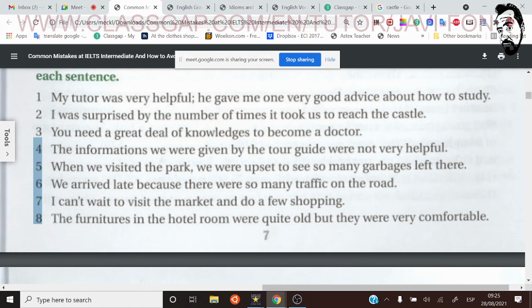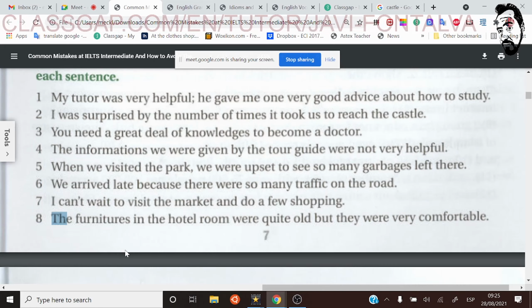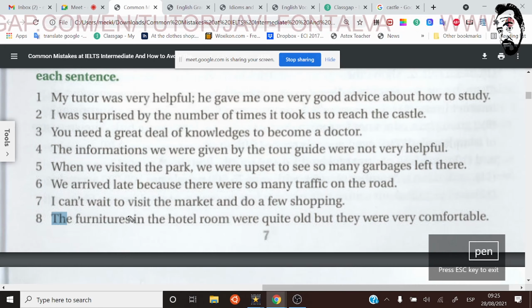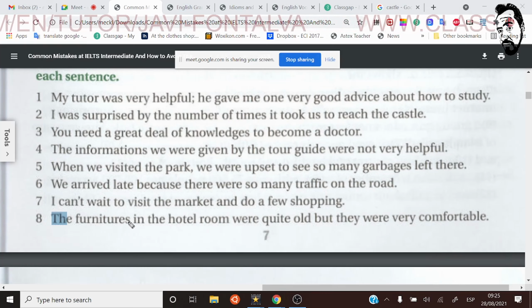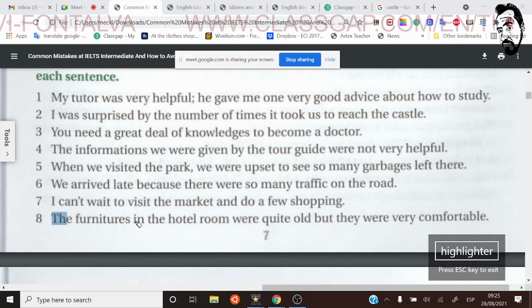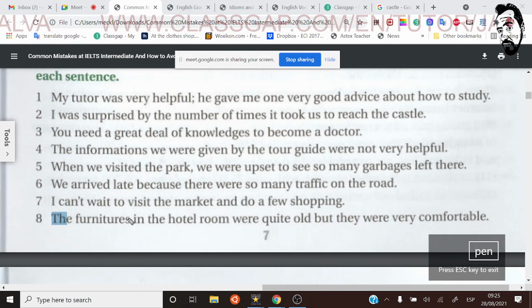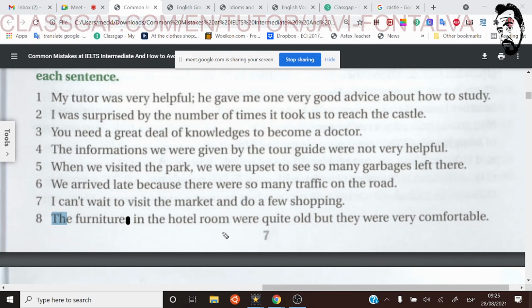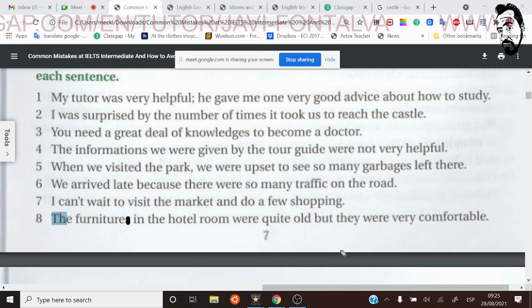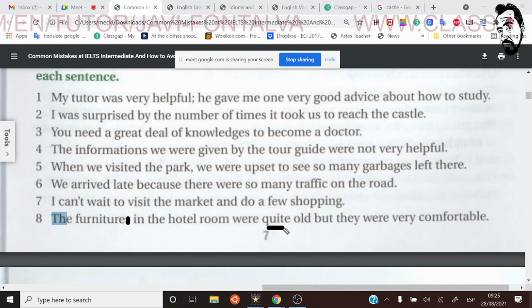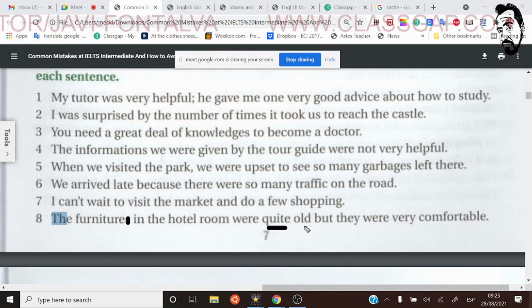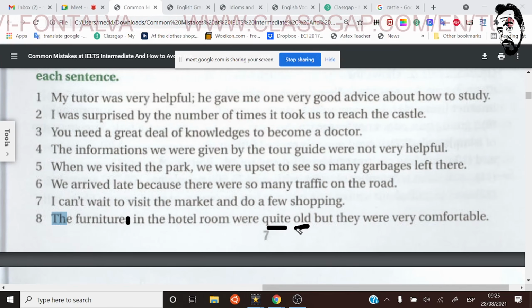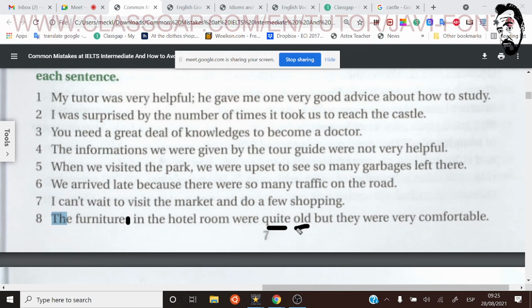Okay, number 8. Furnitures. Exactly, this is the problem. So the furniture in the hotel room. Okay, so this is one problem. Is there any other problem here? The hotel room were quite old. Were quite... no, quite is actually okay. Quite old means rather old. It's kind of very old, more or less.